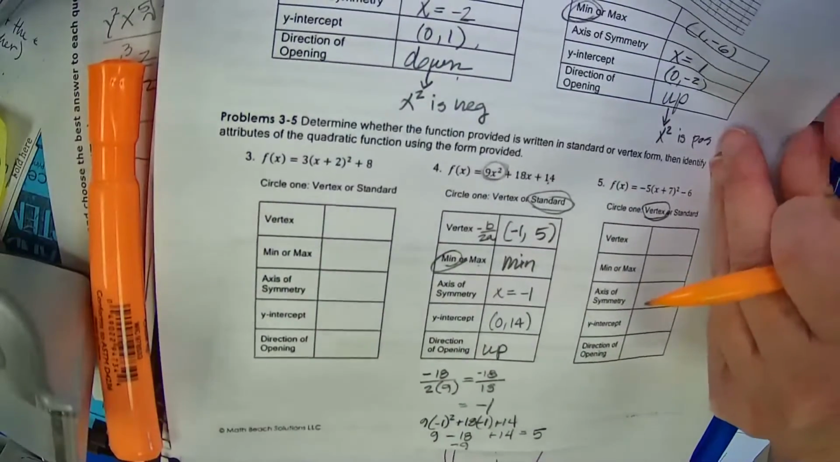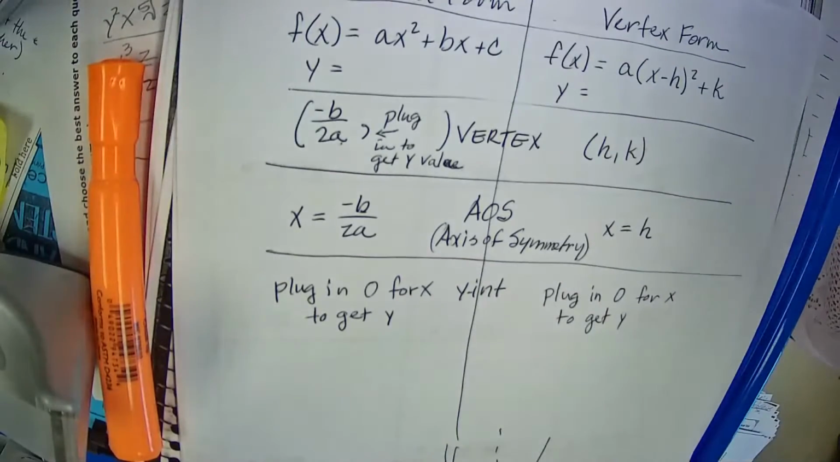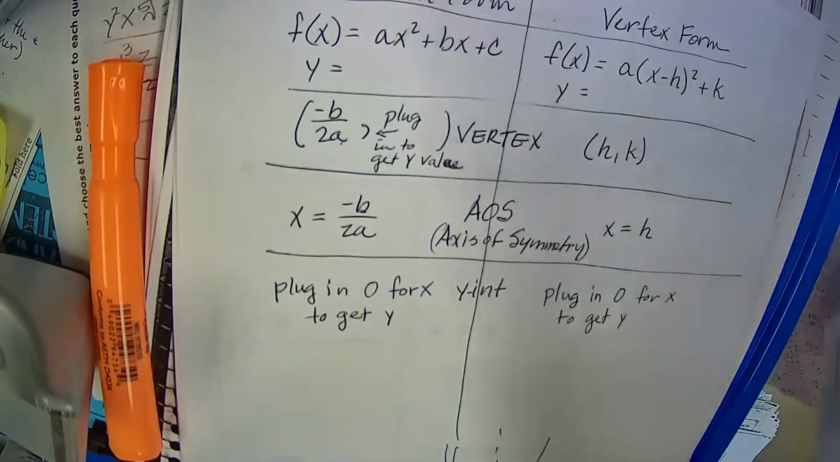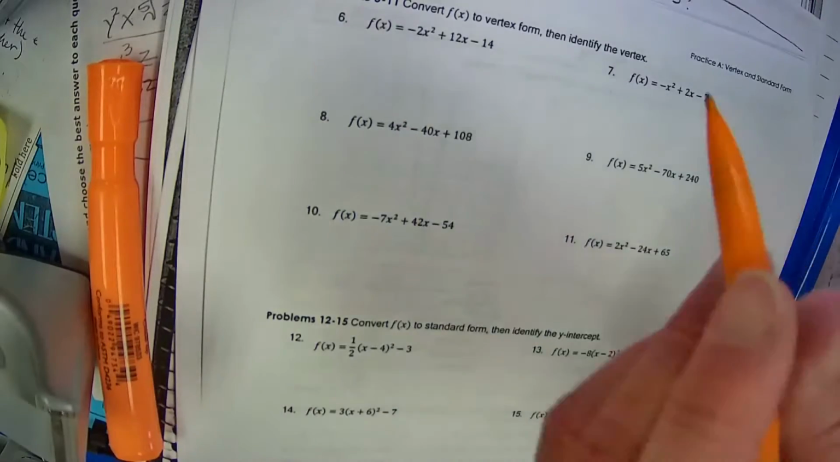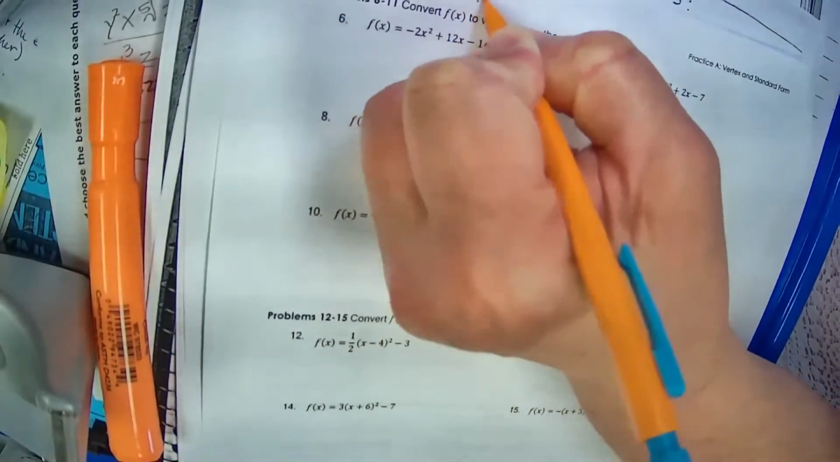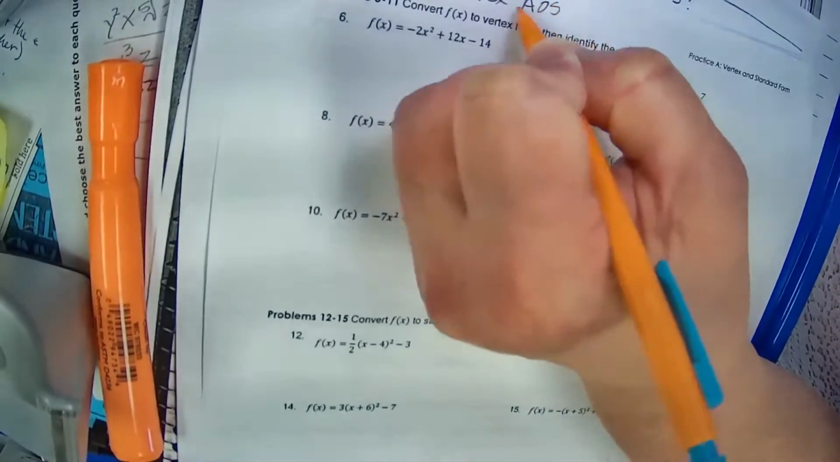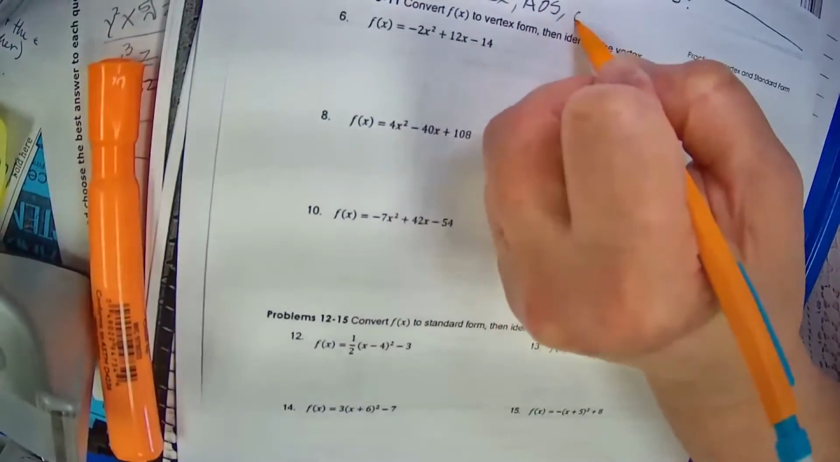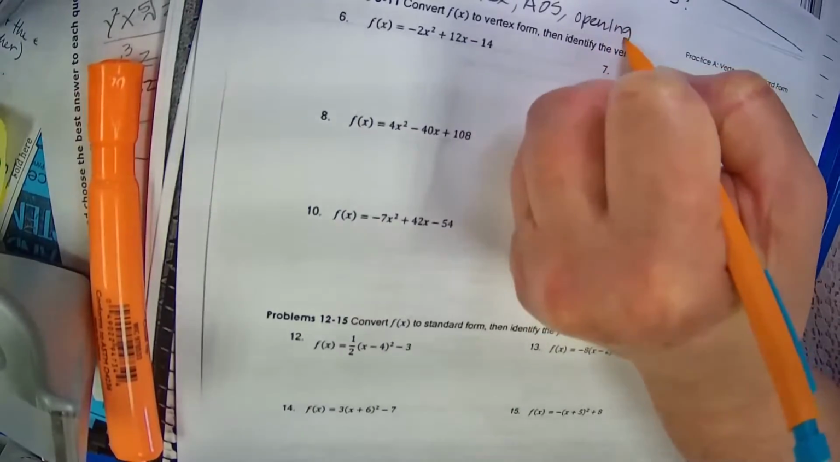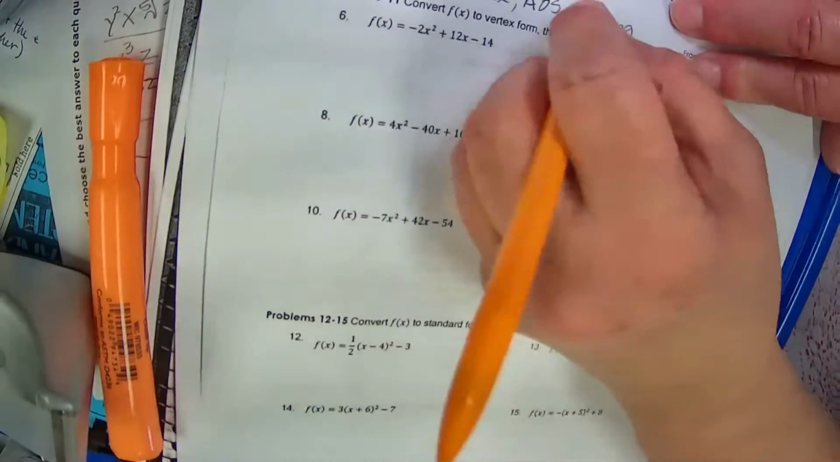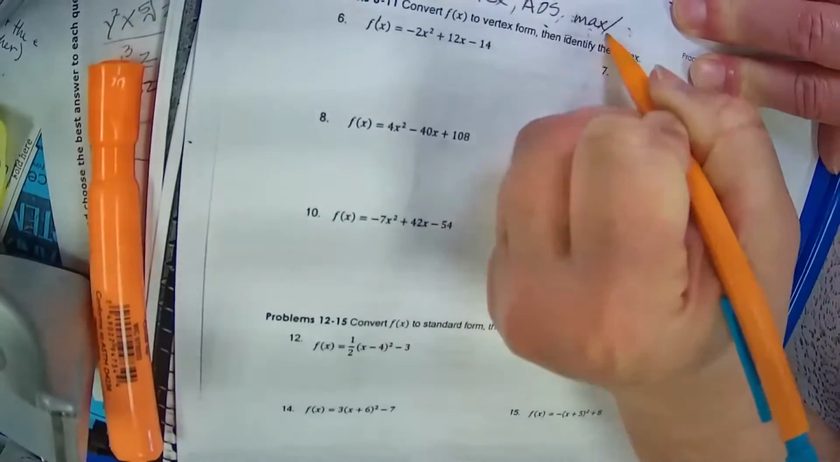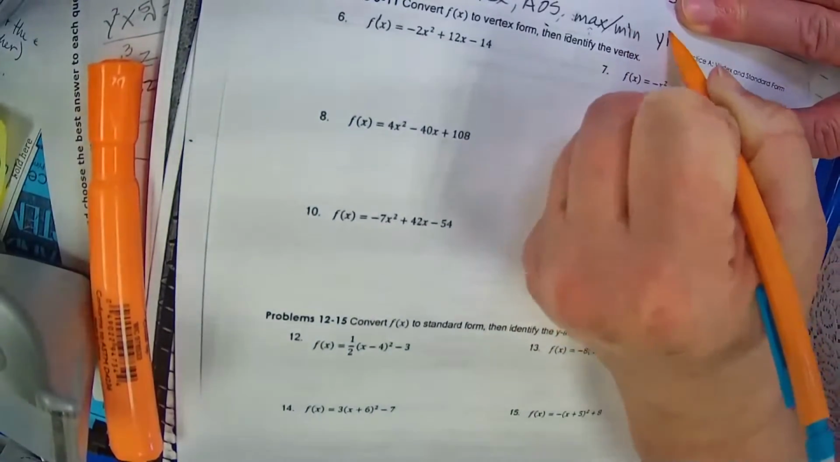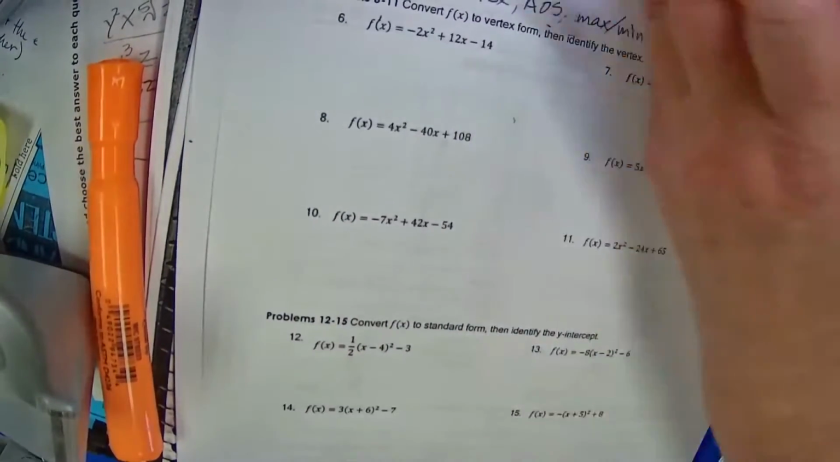And let's look at number 6. Now, we're not converting these. We're finding the vertex, the axis of symmetry, the opening. No. We didn't do the opening? Hang on, let me. Maximum, minimum, vertex, axis of symmetry, and y-intercept. Okay, so we didn't do opening, but we did do maximum, minimum, and the y-intercept. And that's what we're doing on all the rest of these, basically.